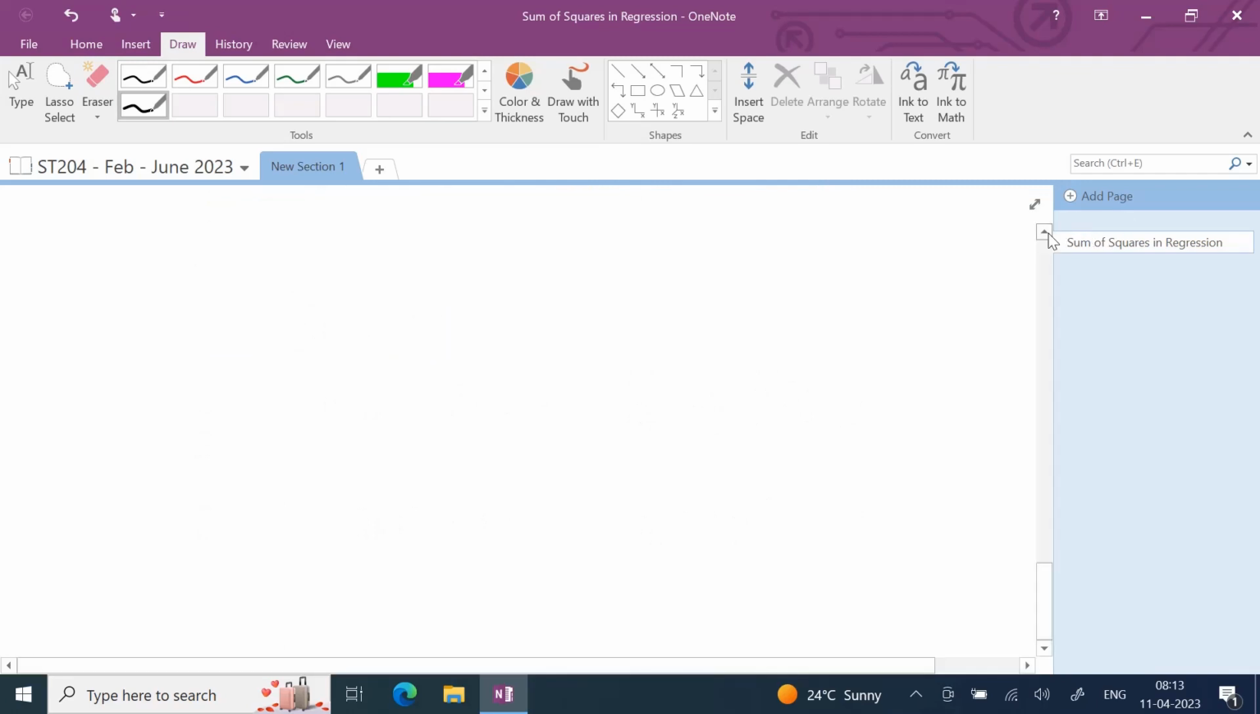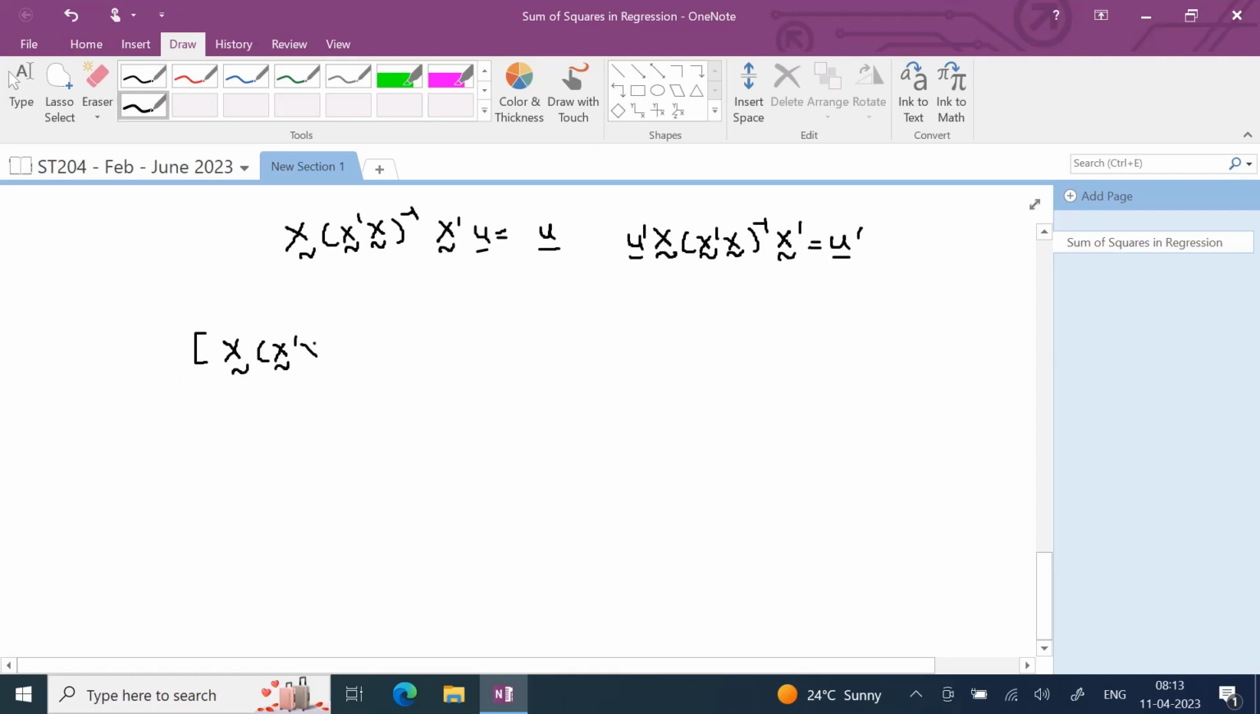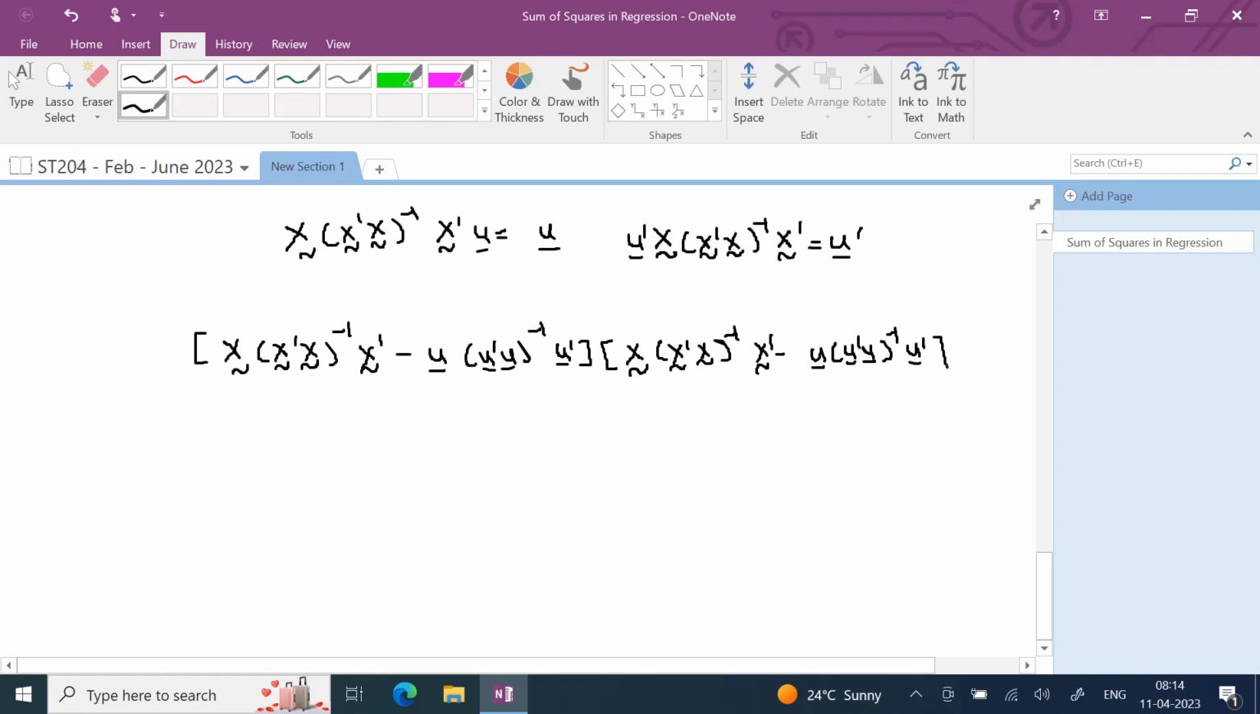So I will consider the square of that matrix here. So I have (X'X)^{-1}X' minus U(U'U)^{-1}U'. I need to consider the square of that, so I will multiply by the same matrix: (X'X)^{-1}X' minus U(U'U)^{-1}U'.